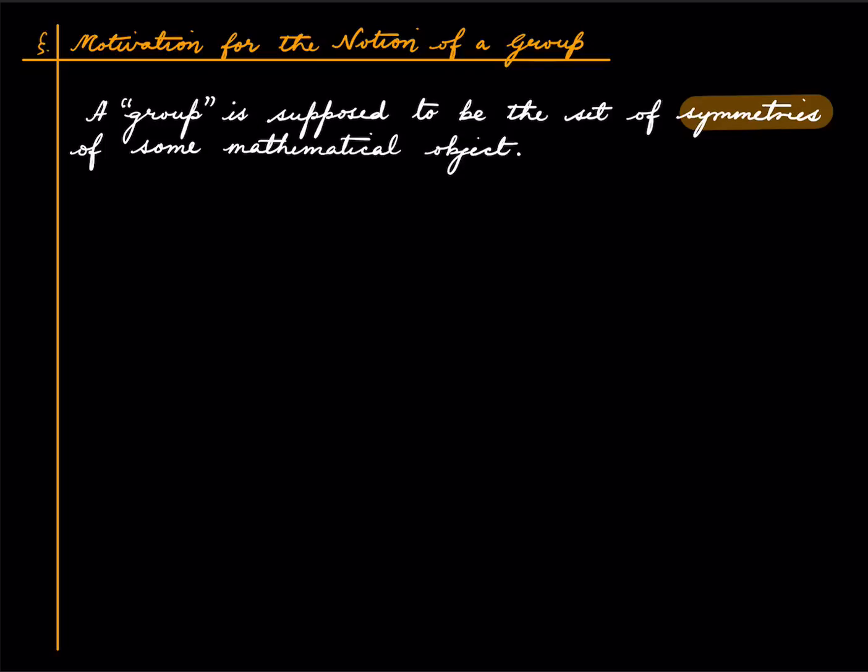Anyway, so what is a group supposed to be? A group is supposed to be the set of symmetries of some mathematical object. Now, it's not clear what I mean by symmetries. Right now, it's not clear, and we'll see more about this particular statement. But for now, this is the best I can say. This is the motivation for the notion of groups, and just hold that thought. And we'll get back to it.